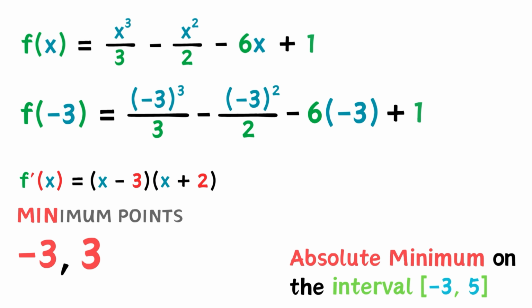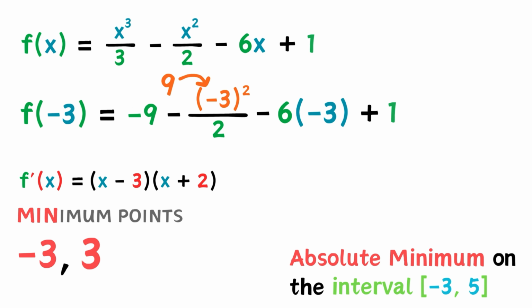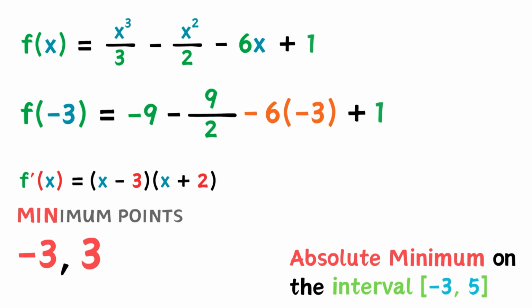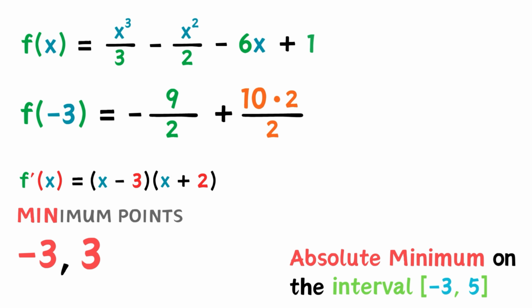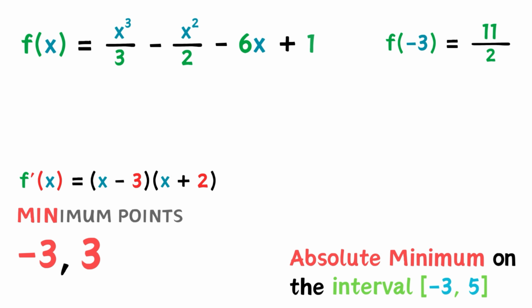So what is f(-3)? -3 cubed is -27, over 3 is -9, -3 squared is 9, -6 times -3 is 18. Adding the integers, we get -9 plus 18 plus 1, which is 10. 10 times 2 over 2 is 20 over 2, and then minus 9 over 2 is 11 over 2. So f(-3) is 11 over 2.